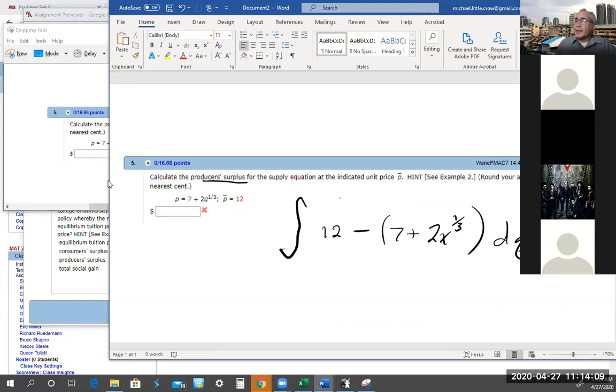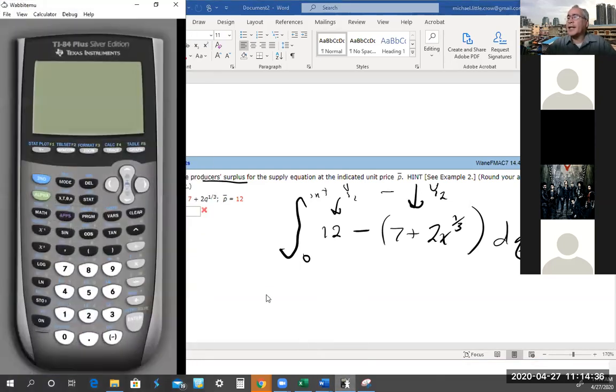Okay. So we can make this one our y1, this one our y2. We will go from 0 to the point of intersection. So we're going to graph these, find the point of intersection, and then we'll do y1 minus y2 and find its integral. So these ones are pretty much all like this.